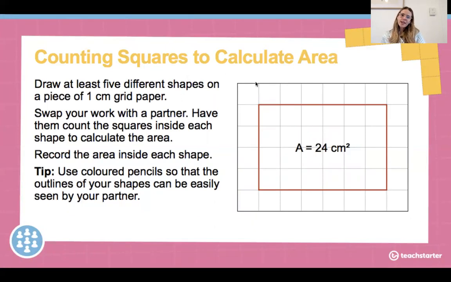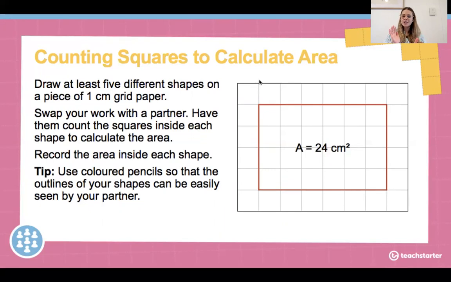Counting squares to calculate area. All right, so you can do this right now. In your book, you can pause this video and draw at least 5 different shapes on a piece of grid paper, okay? So if you have maths grid paper at home, if you don't, that's okay. You can use a ruler for this.